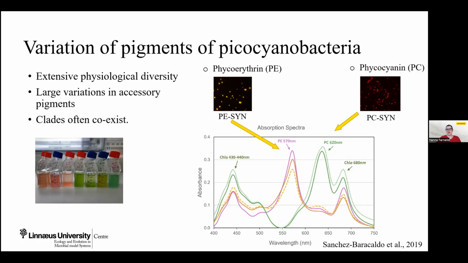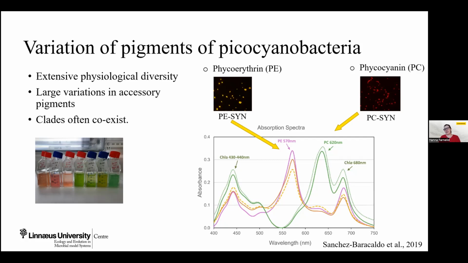So why could it be important to have different types of colors? What could the advantage be of having different types of colors? Well, one of the reasons that we see is that some of these strains are more adapted to life in turbid environments, where the light conditions are very different compared to the open ocean.